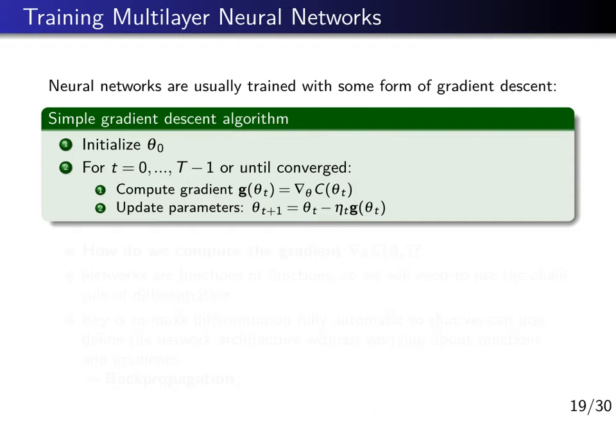So usually neural networks are trained with some sort of gradient descent. The basic gradient descent approach is as follows. We initialize the parameters at some initial value theta 0, and then we go through t time steps or until some convergence criterion is met. And in each time step or each iteration, we compute the gradient of the loss function with respect to the parameters of the neural network. And then we update the parameters and we change them a little bit downhill the gradient.